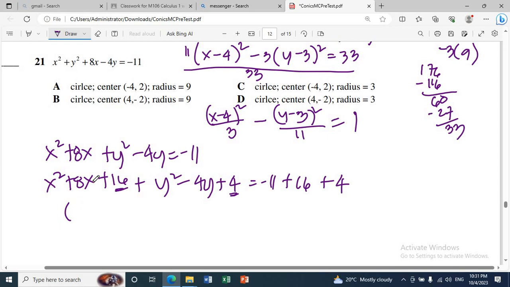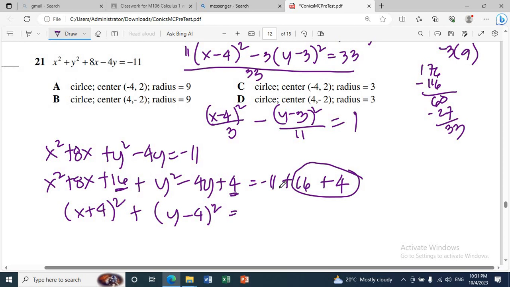Therefore, this is a perfect square of a binomial. So we have (x plus 4) squared plus (y minus 4) squared, and that is 20 minus 11, that is 9. So this is a circle. We have x minus negative 4, and then y minus 4. So the center is negative 4, 4, and r squared is 9, therefore r is 3.